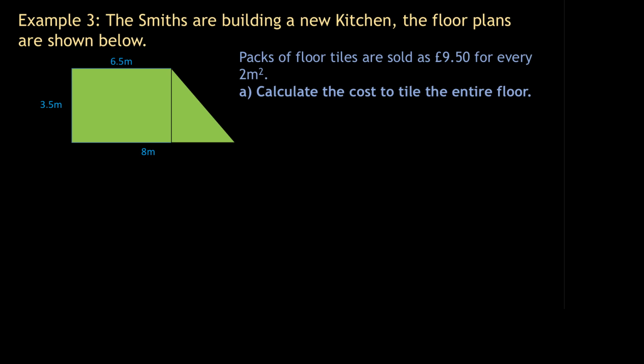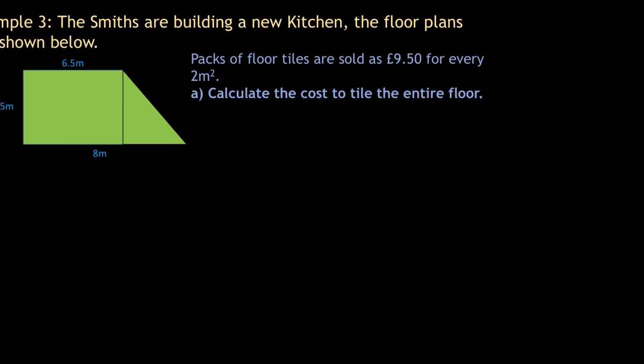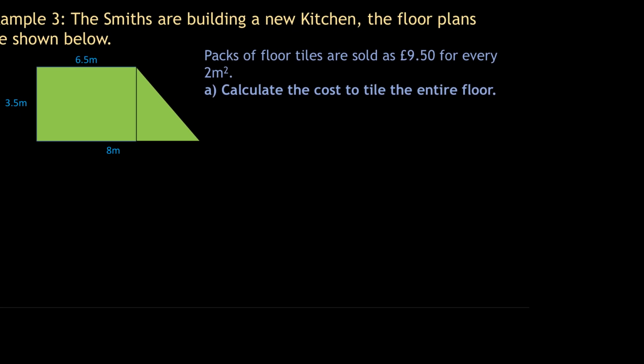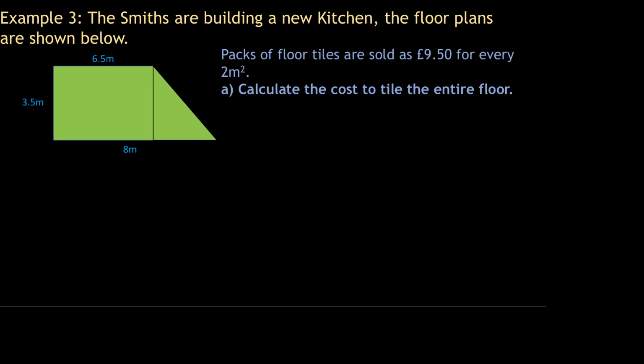For the last example, it says the Smiths are building a new kitchen, the floor plans are shown below, and it says packs of floor tiles are sold as £9.50 for every 2 metres squared. Calculate the cost to tile the entire floor. So again, the question doesn't tell us whether we're doing area or perimeter. Explicitly, it doesn't say find the area of the floor or find the perimeter of the floor. But the fact that we're talking about buying things in terms of 2 square metres at a time tells us that it's an area question.